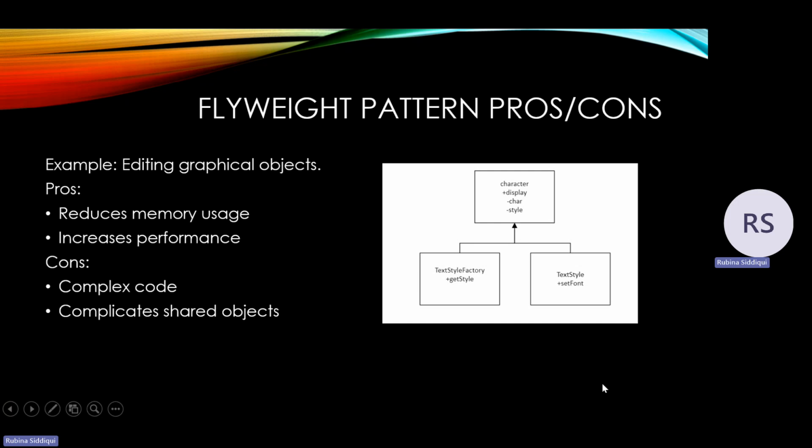So the flyweight pattern, pros and cons. Flyweight is usually used to share common properties among objects. For pros, we got reduced memory usage and increased performance. And then we have cons: complex code and complicated shared objects. So if you have multiple of the same objects, it just gets confusing.